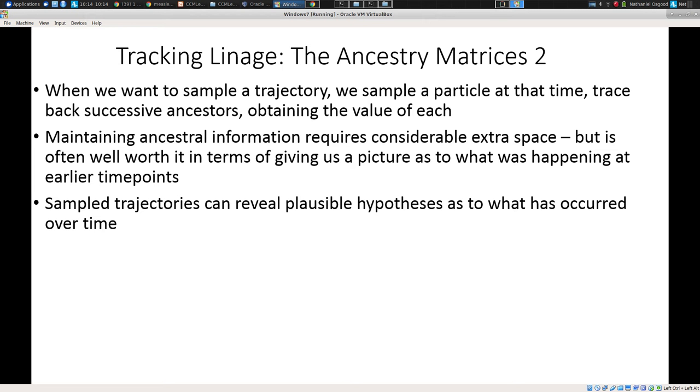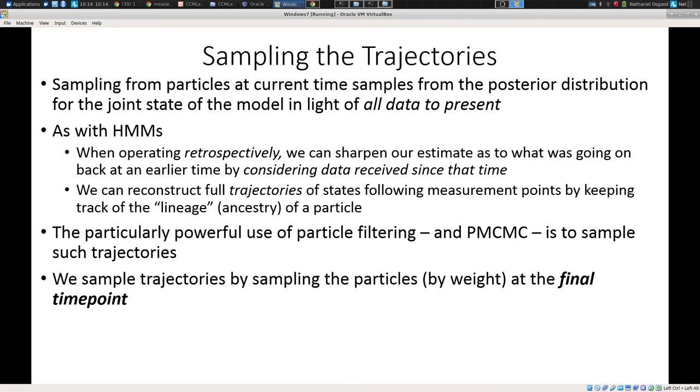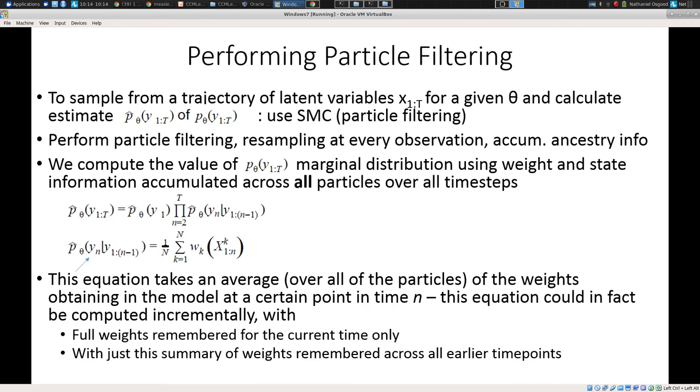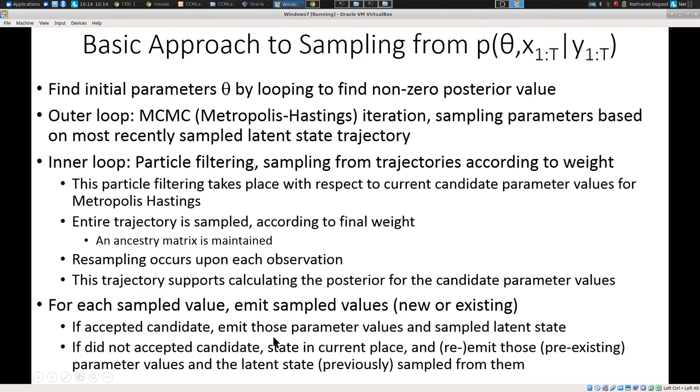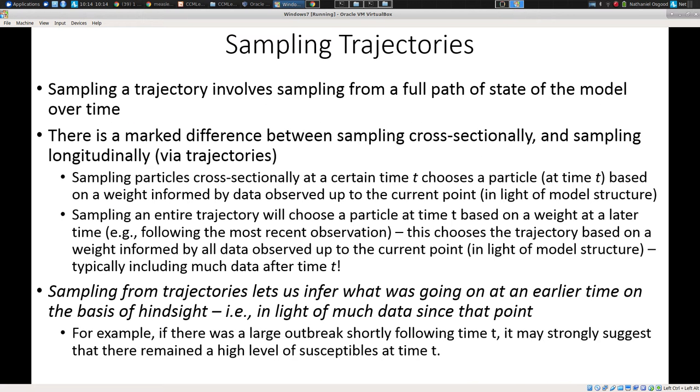Now, this ancestry matrix is absolutely central to the function of PMCMC because we are sampling from complete trajectories according to the weight. So you have to do this with PMCMC. It's a nice thing to do with particle filtering. And Anihita has done some good work in building ancestry matrices into one of her flu models, which can then be used with PMCMC. And Xiaoyan is working to build it into her models of measles or pertussis or both.